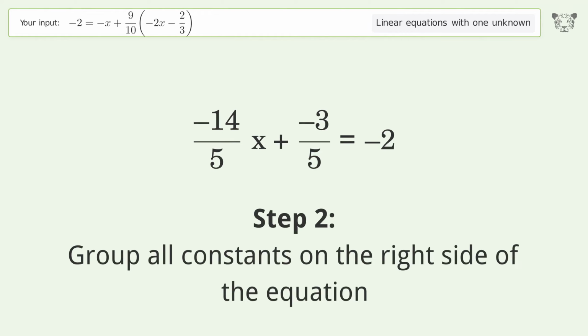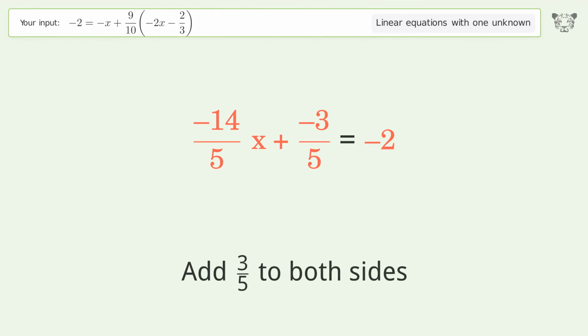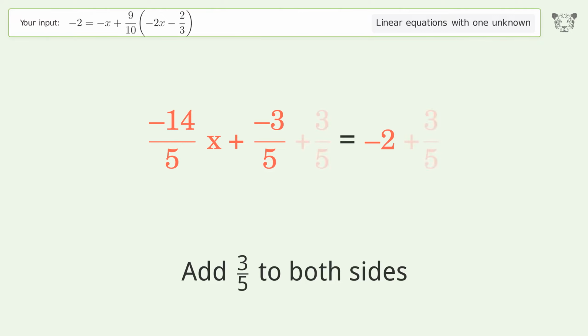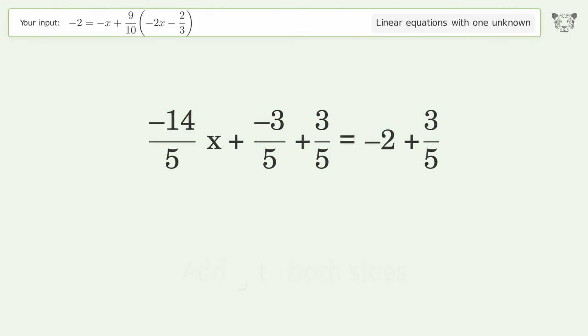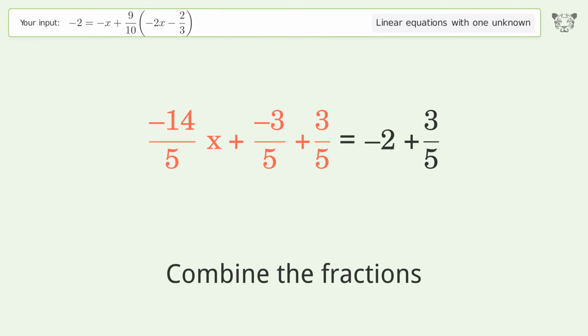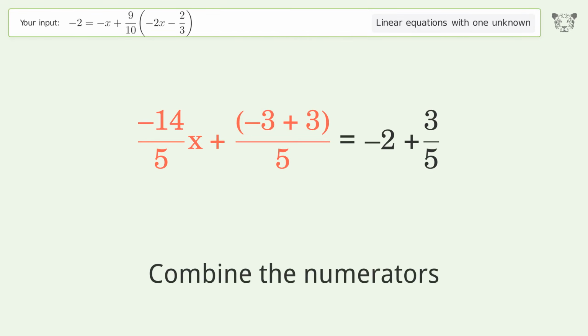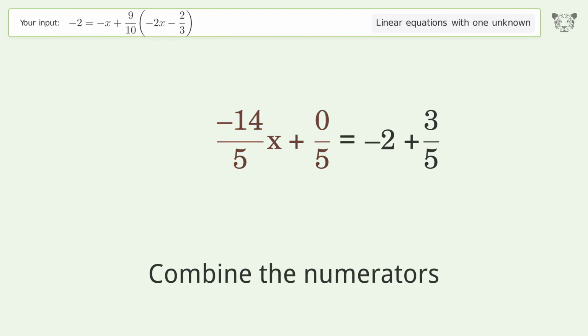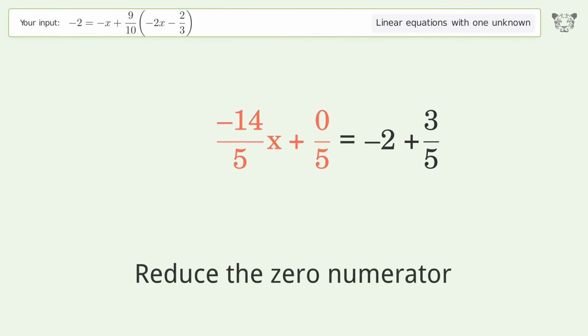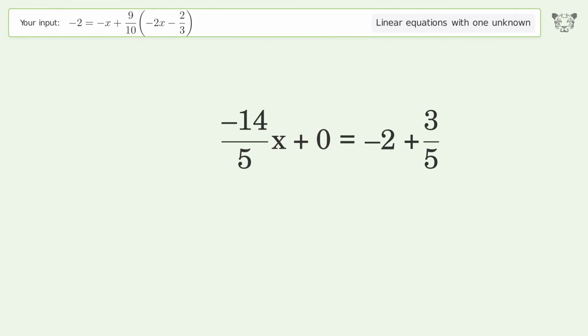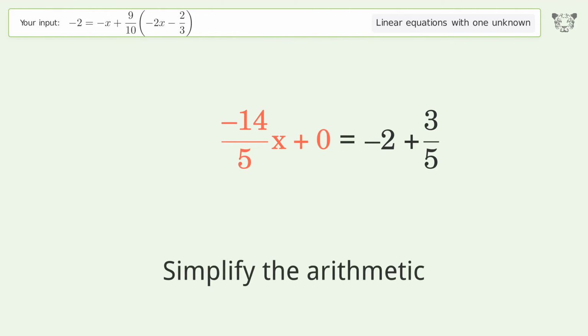Group all constants on the right side of the equation. Add 3 over 5 to both sides. Combine the fractions. Combine the numerators. Reduce the zero numerator. Simplify the arithmetic.